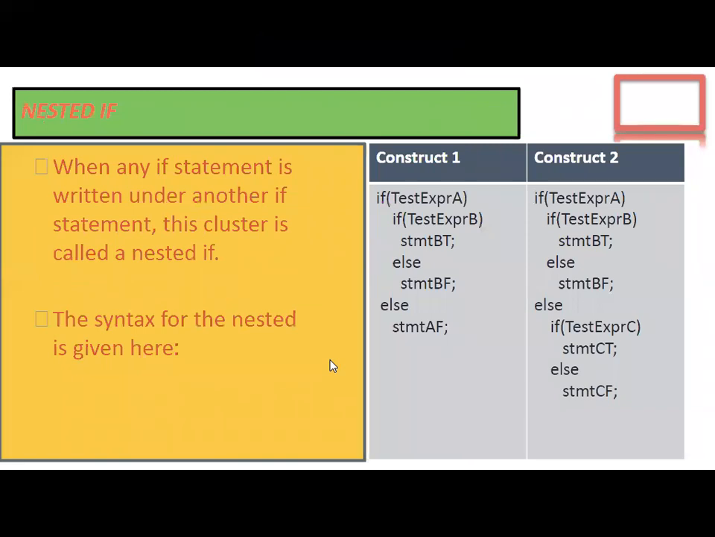Now the next, that is nested if. When any if statement is written under another if statement, this cluster is called a nested if. So there are two ways by which we can use the nested if. If condition 1, then again the next if condition 2 and statement, else the statement will come. Here also, whose else statement is this? It is the else of condition 1.